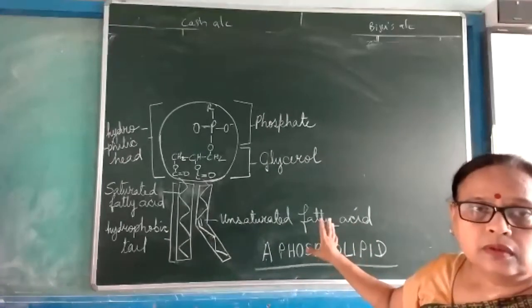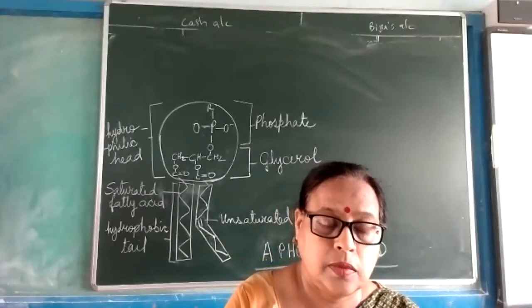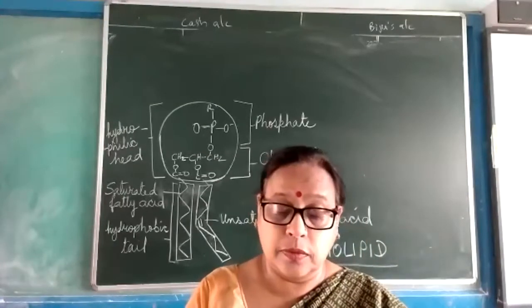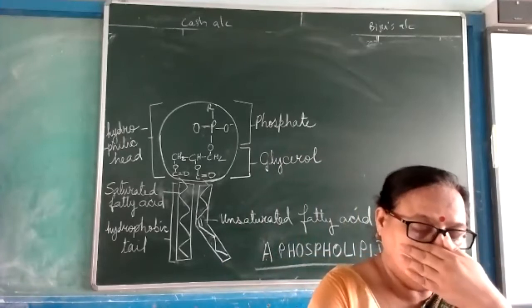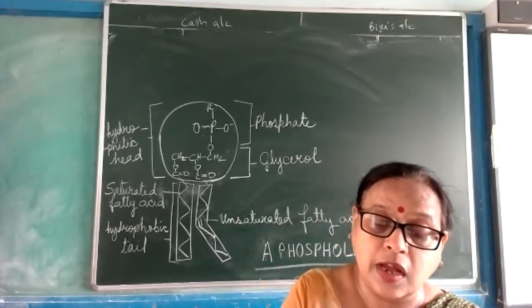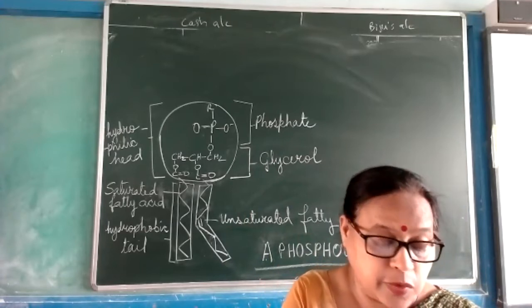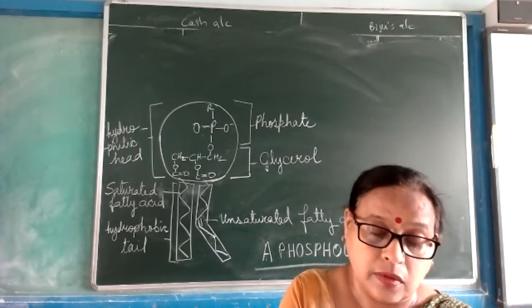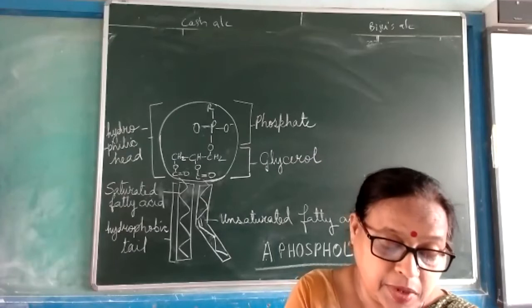Next point. Cholesterol, a type of lipid, is composed of 4 fused carbon rings and is found alongside phospholipids in the core of the membrane.